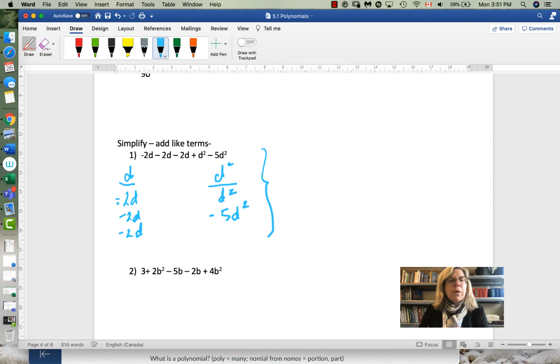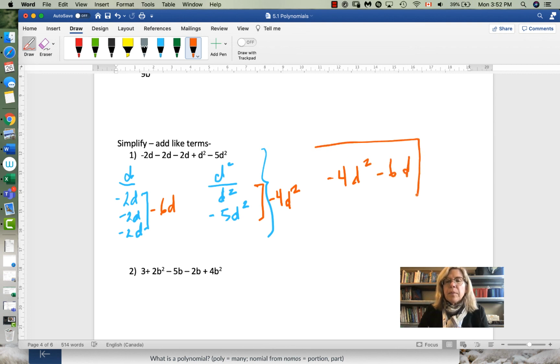So if you add up all the like terms, minus 2d, minus 2d, minus 2d, this is minus 6d. And here, if you add up d squared and minus 5d squared, that's minus 5d squared plus d squared is minus 4d squared. So if you add them up, you have minus 4d squared minus 6d. And that's your answer. So there you've simplified by adding like terms, and that's what you end up with.